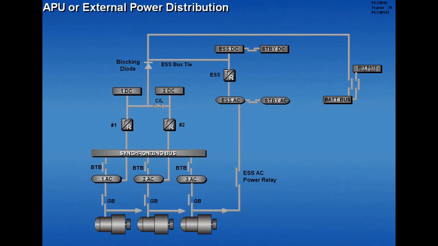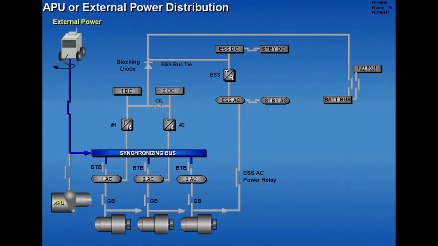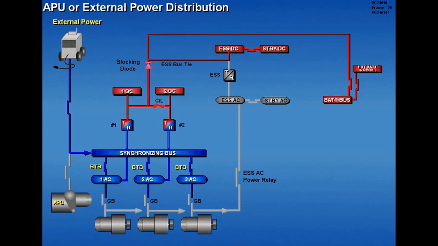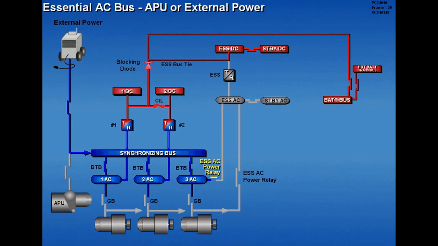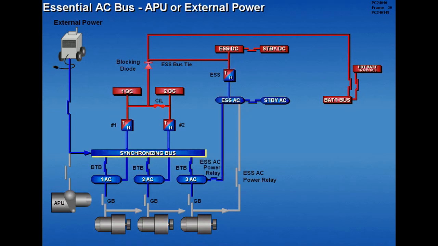During ground operations, APU or external power is connected to the main AC buses through the sync bus, provided the bus tie breakers are closed. A second essential AC power relay allows the APU or external power to supply the essential AC bus through the sync bus and number 3 main AC bus.